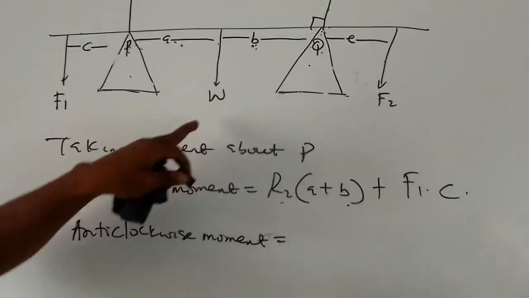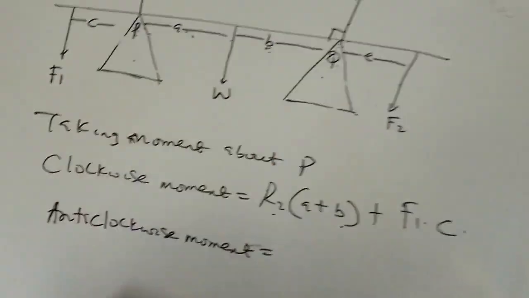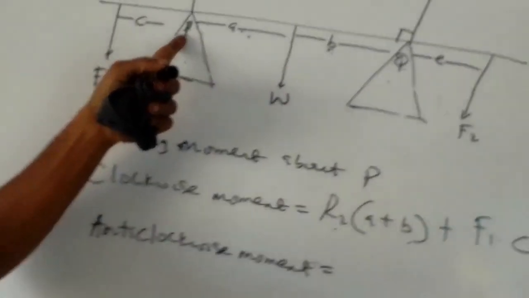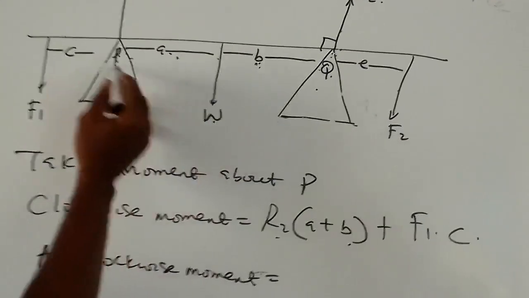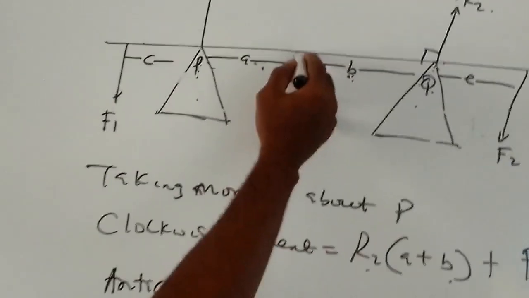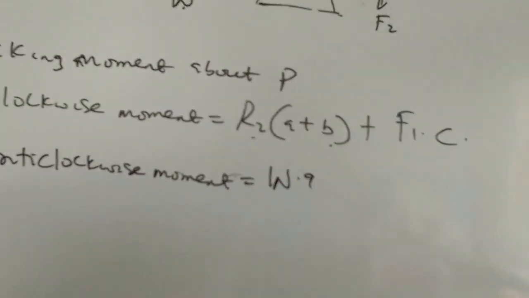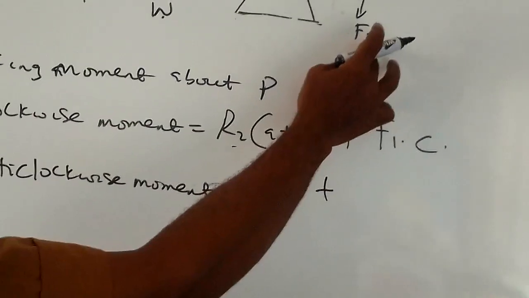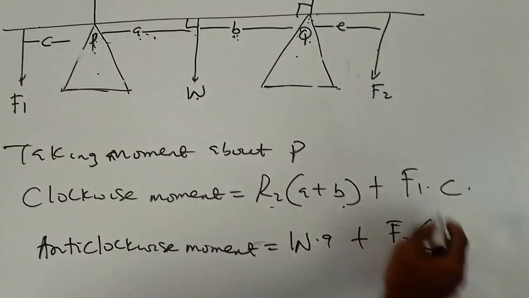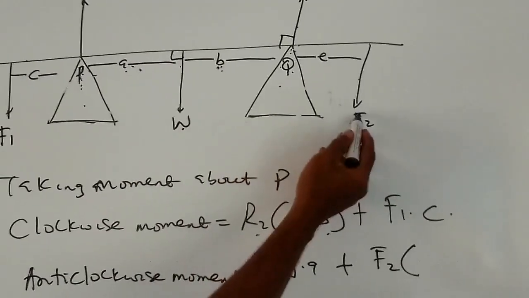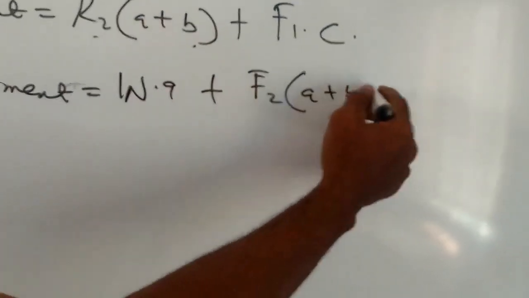You can see the forces here, the weight and F2. The weight and F2. And remember that you are taking moment about P, so you measure all distances to that place. So the moment of the weight about P becomes the weight times the distance measured at 90 degrees to P, and that distance is A, which becomes W times A, or WA. Then the other force remaining there is F2, which will also be anti-clockwise. Now it becomes F2 times the distance from F2 to the pivot. From F2 to this pivot is A, B, and E added together, A plus B plus E.